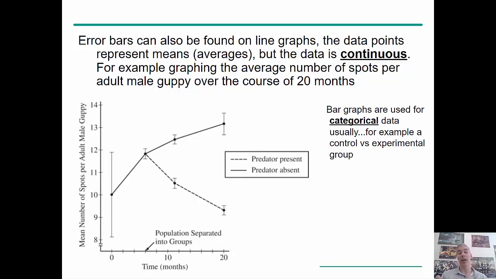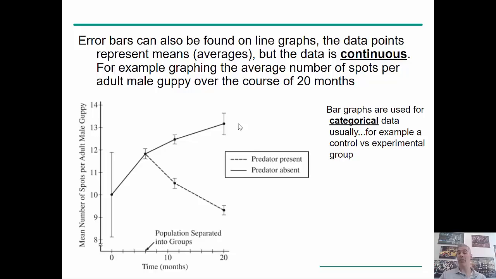So that's when you would use line graphs. But as I said, you can still put error bars on line graphs as well. And you can see there's clearly a statistical difference. Initially, there's no statistical difference between these two. And finally, eventually, after they're isolated, you can see that there's a significant difference between the spots on the male guppies in this population versus this one. And it probably has to do with isolating them and maybe putting a predator in there versus no predator.